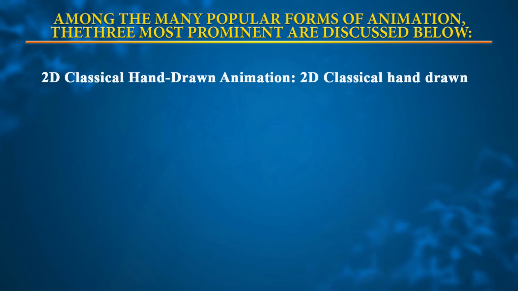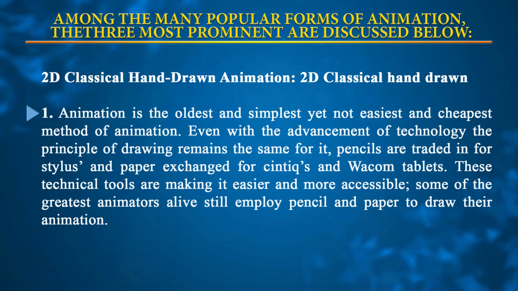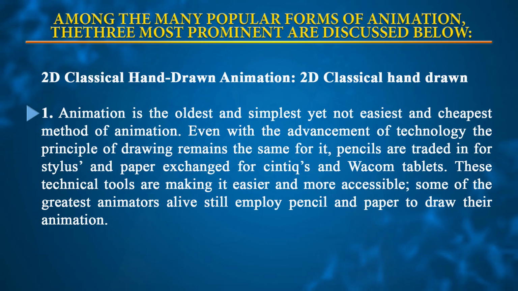So there are popular forms of animation, and the three most prominent are, first, 2D, hand-drawn animation. If we go into the depth, I think it is the oldest and simplest, yet not the easiest and cheapest, method of animation. Even with the advancement of technology, the principle of drawing remains the same. For it, pencils are traded in for stylus, and paper exchanged for Cintiq and Wacom tablets. So these technical tools are making it easier and more accessible. Some of the greatest animators alive still employ pencils and paper to draw their animations.